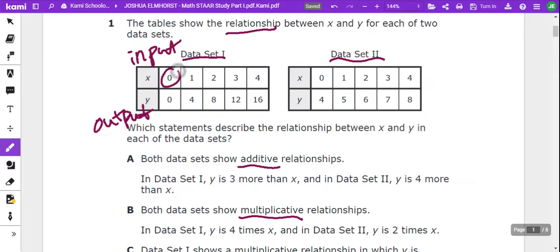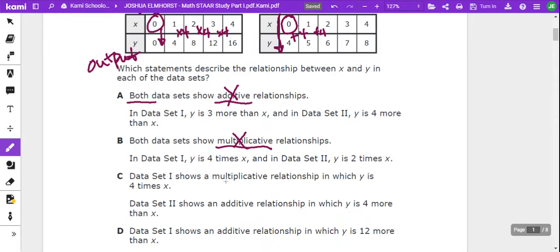Here we're going to start with 0, 0 to 0, input to output. Nothing is added, so we know this one is multiplying. 1 times 4, 2 times 4, 3 times 4. So you go here, input to output. Multiplying cannot multiply 0 times anything to get 4, so this one is going to be plus 4. So data set 2 is plus 4, data set 1 is times 4. Both are additive? No. Both are multiplicative? No.